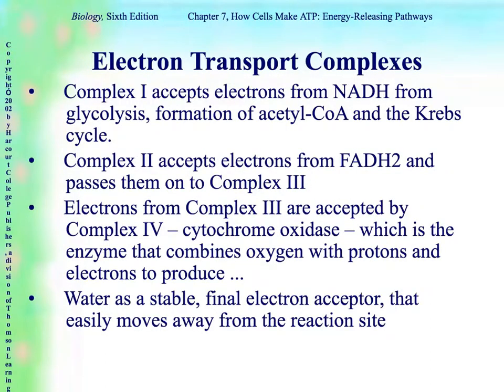All right, specifically, complex 1 is going to accept the electrons from NADH from glycolysis, the formation of acetyl coenzyme A, and the Krebs cycle. Complex 2 is going to accept the electrons from FADH2, and they're going to pass them on to complex 3. The electrons from complex 3 are accepted by complex 4, which actually has a name. It's called cytochrome oxidase, which is an enzyme that combines oxygen with protons and electrons to produce water. Water is the stable final electron acceptor that easily moves away from the reaction site.